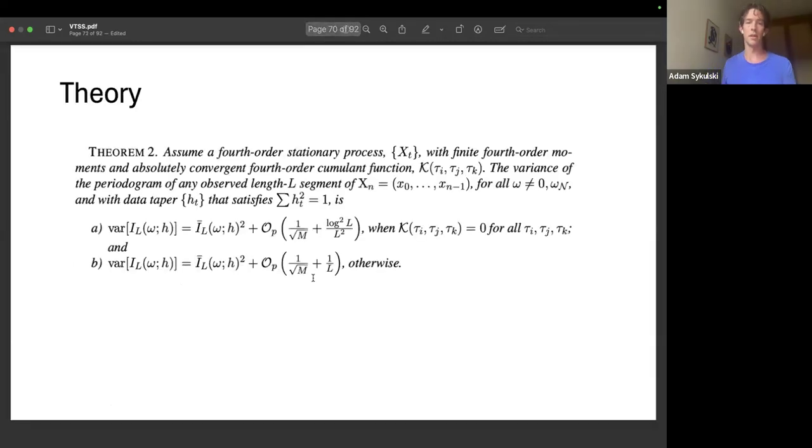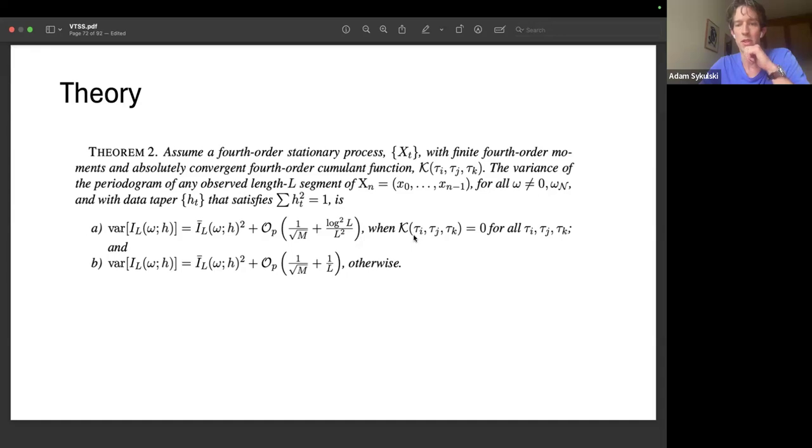I'm sorry, something's gone corrupted here, but Theorem 2 will be sufficient for now, which is that basically what we can show is that we're trying to get the variance of Welch's estimate. But this theorem here allows us to show that, under fourth order stationary processes, so we can go beyond Gaussianity, as long as things are finite and absolutely convergent in the cumulant function, look at segments of these periodograms, and even if we incorporate tapering, we have these two very useful results.